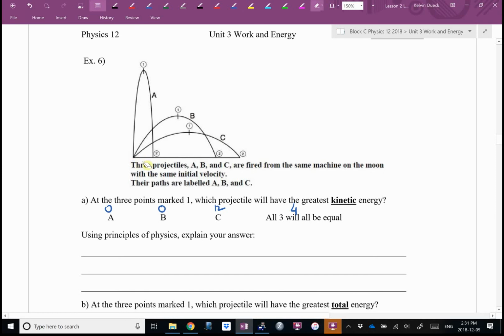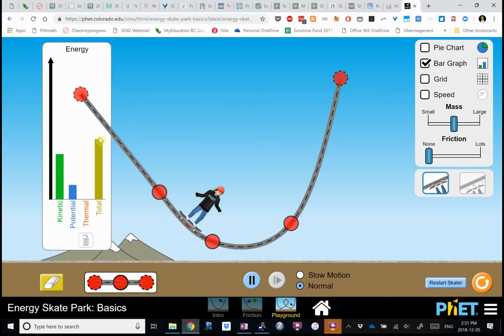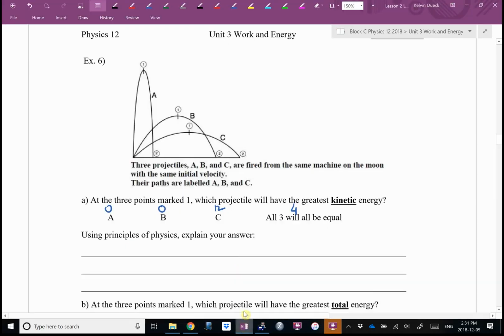Did they all start out with the same energy? What was their initial potential energy? Meant to be stupidly obvious. 0. And they all started out with the same velocity, same kinetic energy. So they all start out with the same total energy. In other words, they all start out with that thing the same. When does this object, this skateboarder, have the largest kinetic energy? When it has the smallest potential energy.